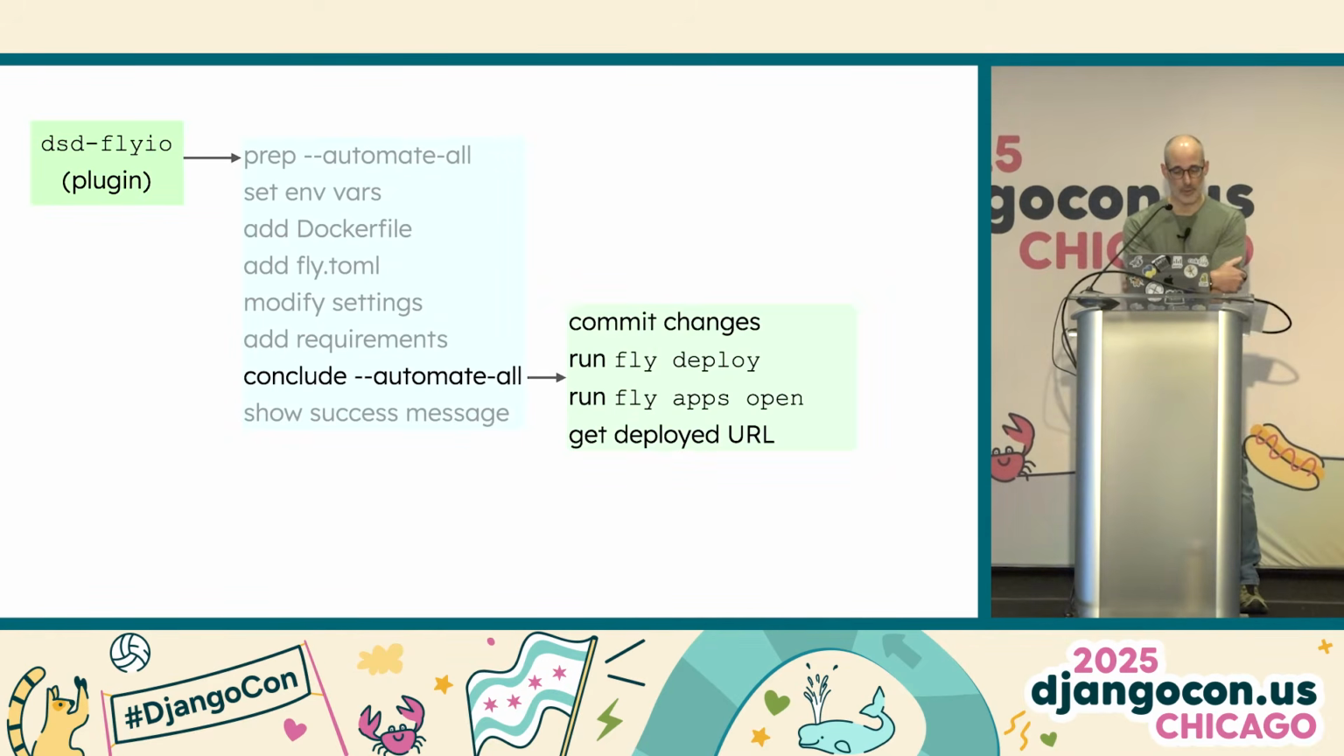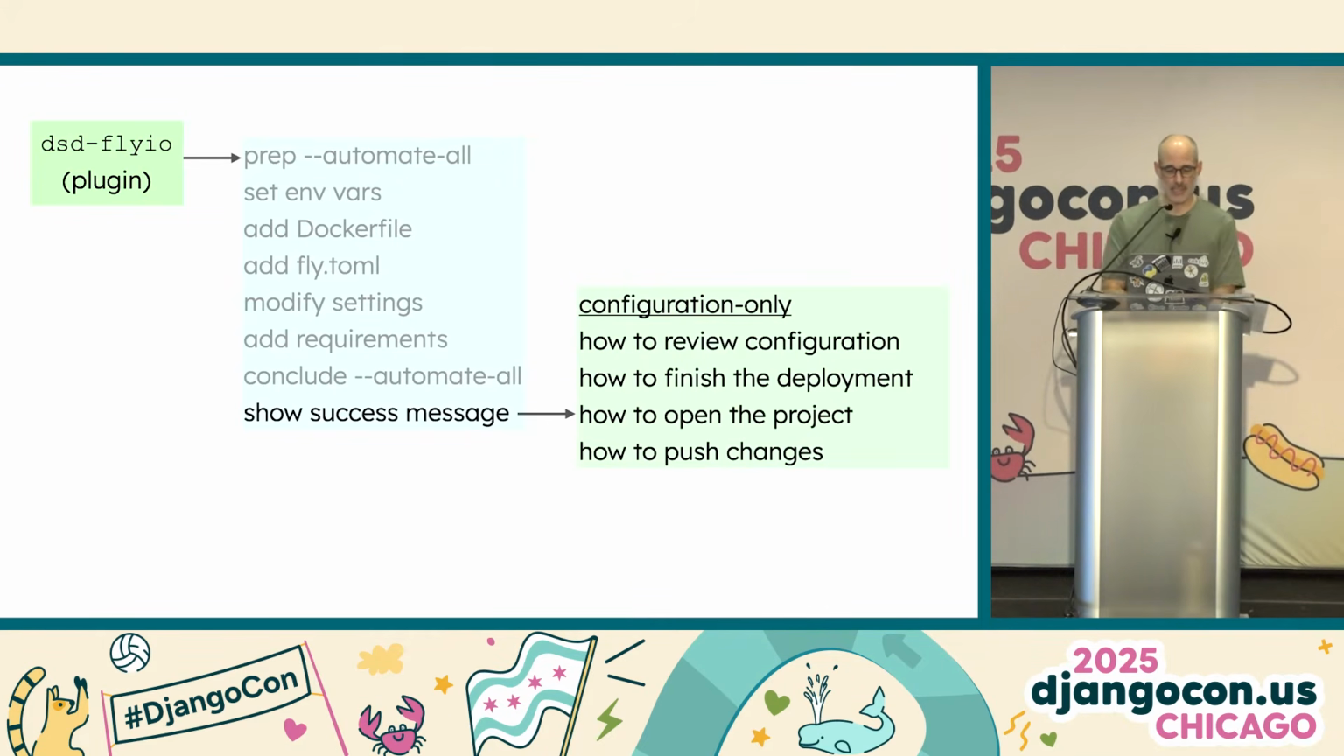In the fully automated mode, there's some work to do after making all the configuration changes. We commit changes, run the deploy command, open the project so it appears in the user's browser, and grab the deployed URL. The very last step is to summarize what worked.